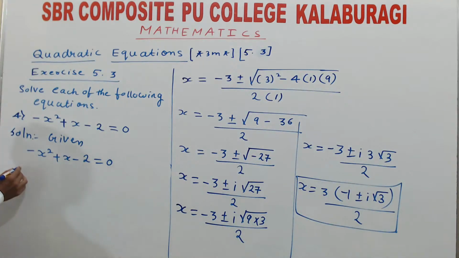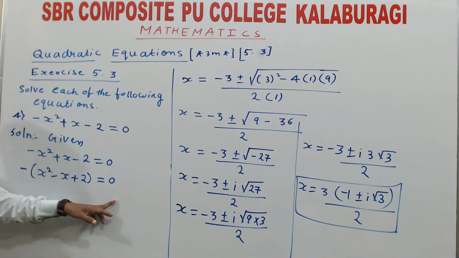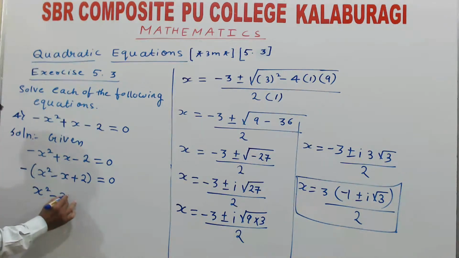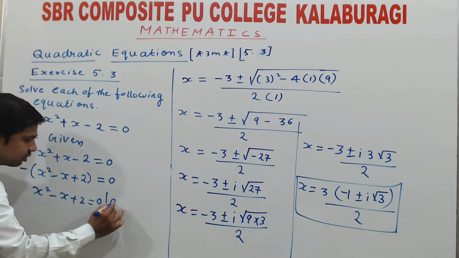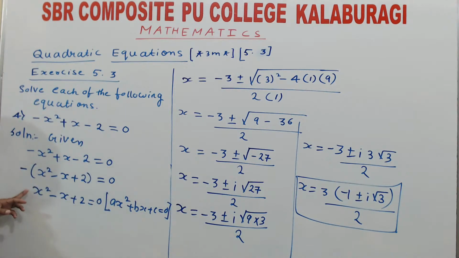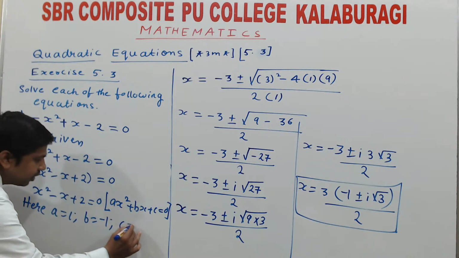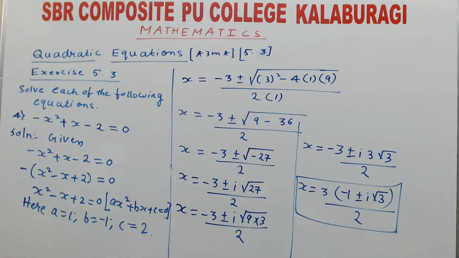If I take minus as common, it becomes x square minus x plus 2 is equal to 0, since 0 divided by minus 1 is 0 only. So this becomes x square minus x plus 2 equal to 0, which is in the form of ax square plus bx plus c equal to 0. Even if you solve directly, you get the same answer. To avoid confusion, let us express it in the form of ax square plus bx plus c equals 0. Comparing, here a equal to 1, b is minus 1, c is 2. Now let us use the formula.